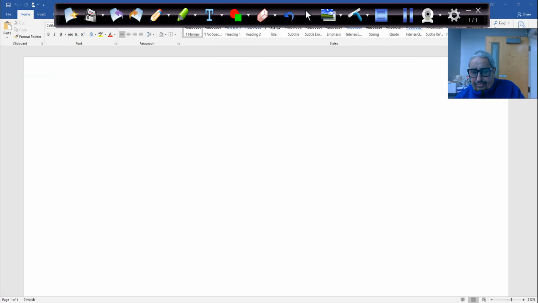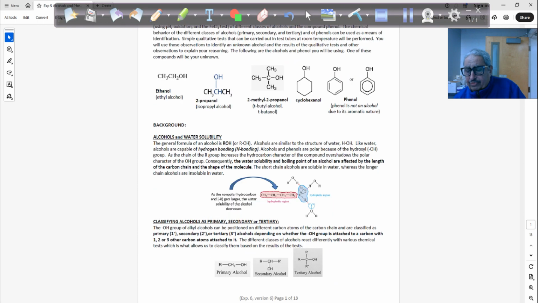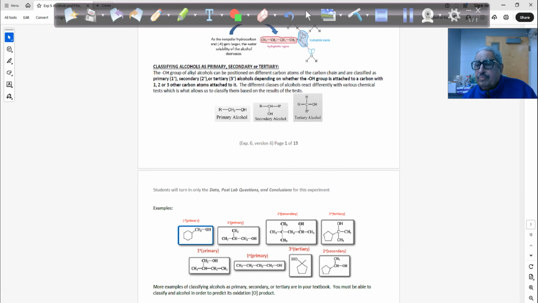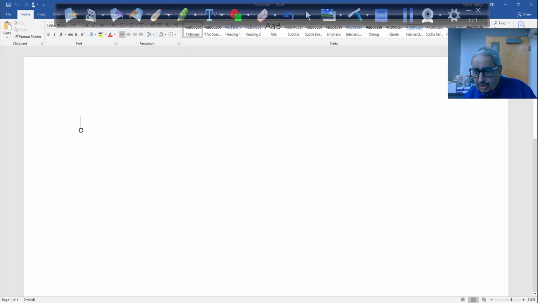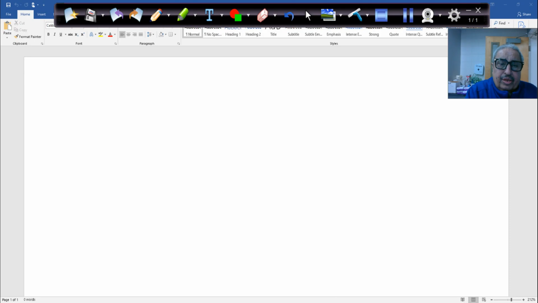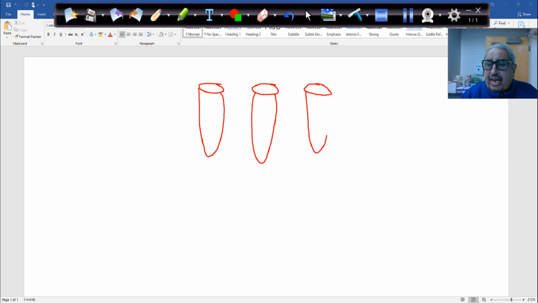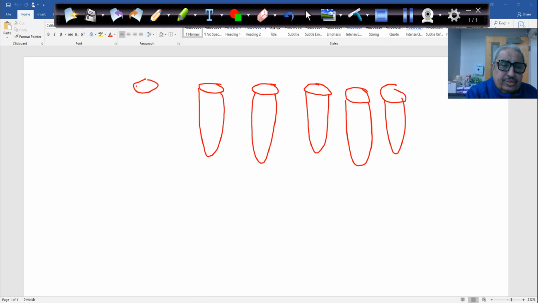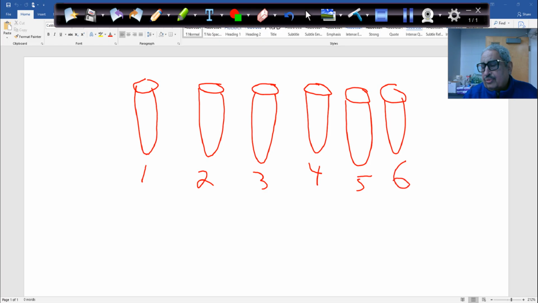Okay, guys, you will have 6 test tubes. So 6 test tubes: 1, 2, 3, 4, 5, and 6. Let's label them. 1, 2, 3, 4, 5, and 6. Okay, guys?